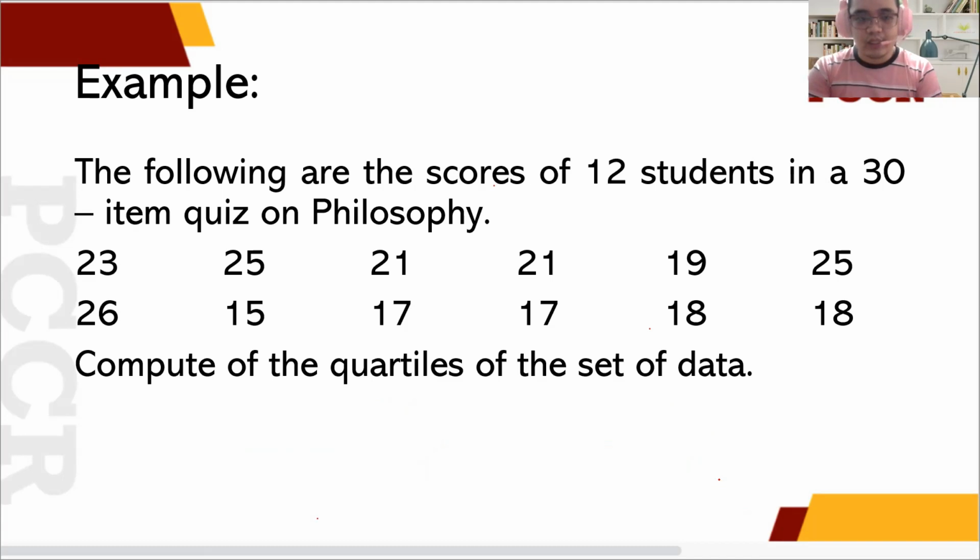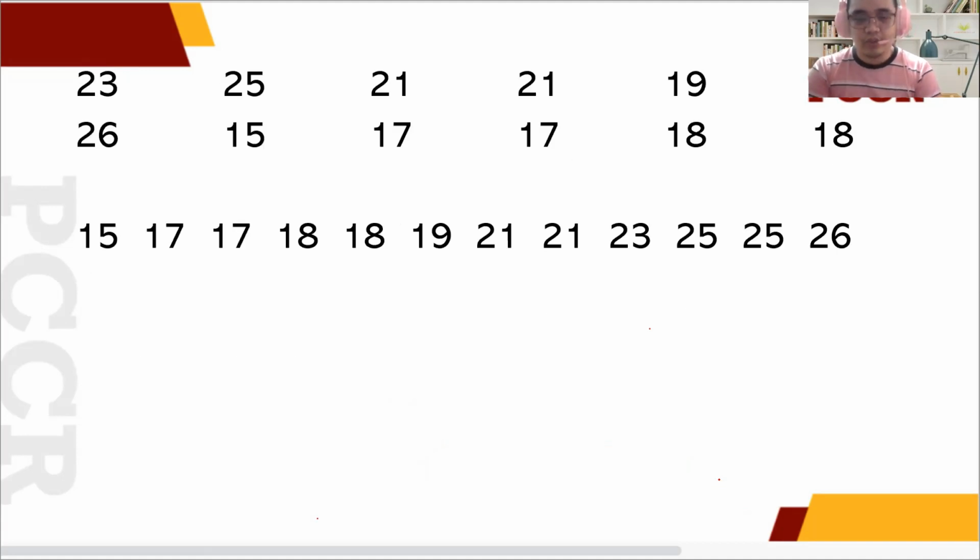So ngayon, another example is this. Meron tayong 12 students in a 30-item quiz on philosophy. So yan yung mga scores nila. And we need to compute the quartiles. So paano yun? So yan ulit yung scores. In-arrange ko na. 12 yan. So ngayon, kung titignan nyo, kung 12 lang yung data natin, bale yung pang 1, 2, 3, 4, 5, 6, and 7, nandiyan yung second quartile.